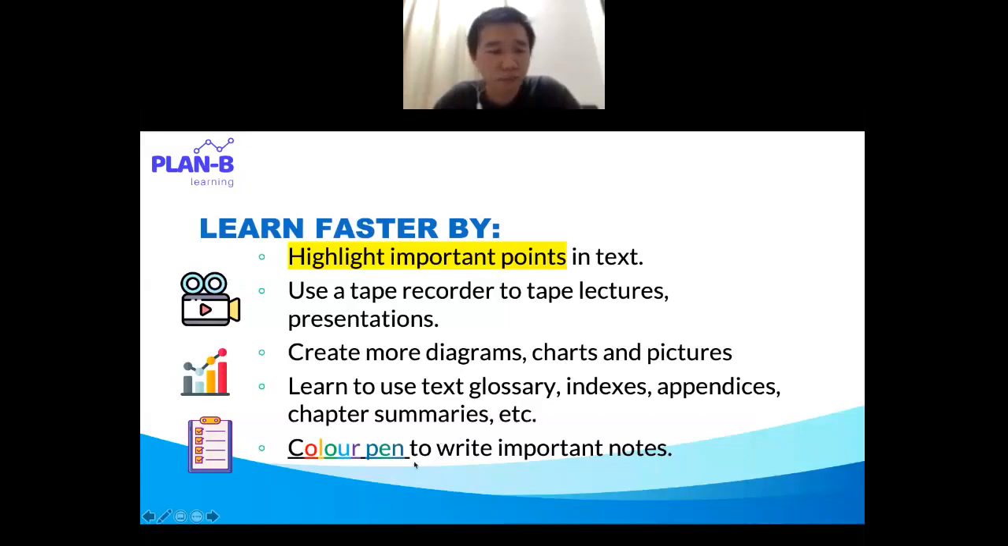Lastly, use color pen. Use color pen to help you write the important notes. If you have a highlighter, if you have a color pen, then it will be great. Use color pen to highlight the important notes. So this is for visual learners. For those who responded to me just now, this is the thing that you need.